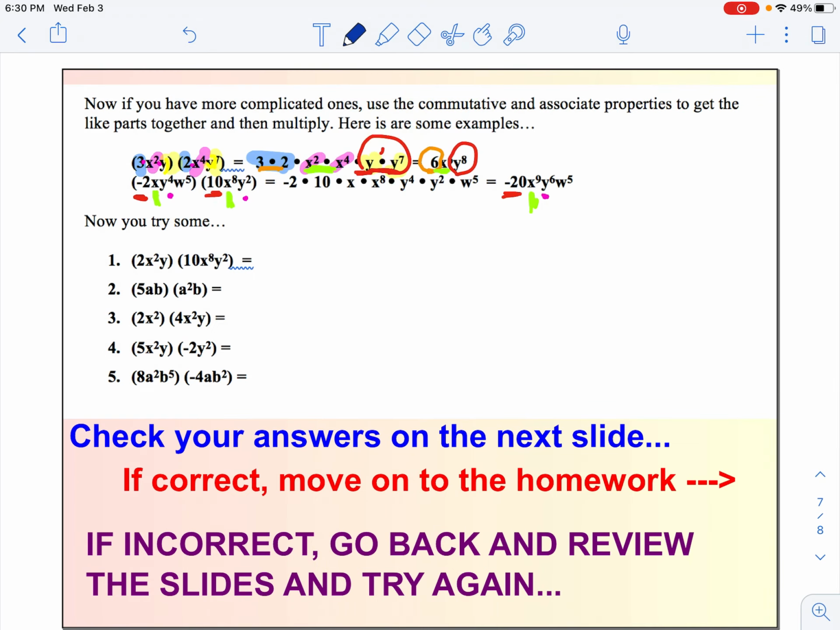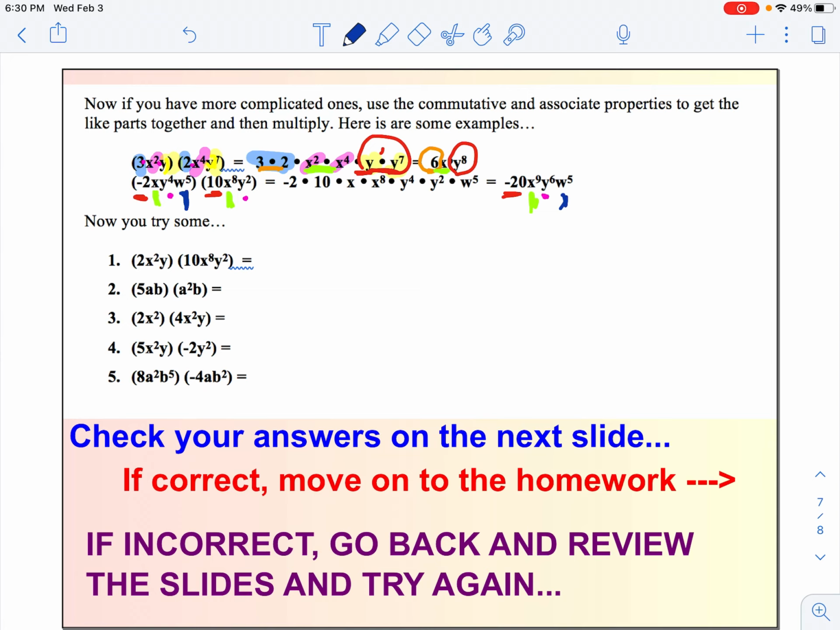And this plain old w to the fifth doesn't have anything else to multiply with it, so that just stays the same. So now you try some. Okay, you try the next 5 right now. Pause the video, and when you restart the video, I'll have all the correct answers on the video.